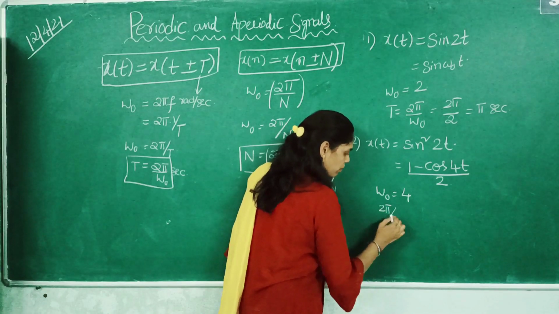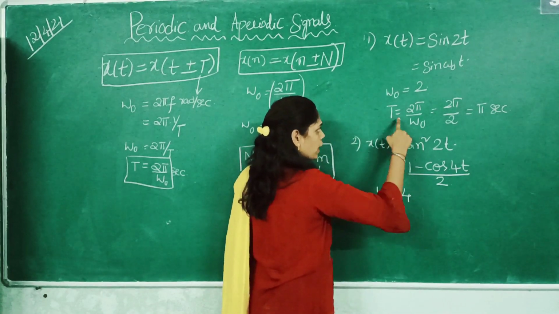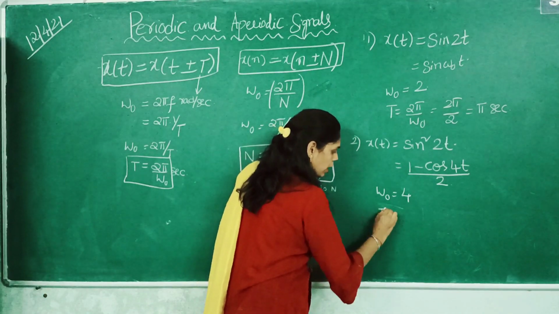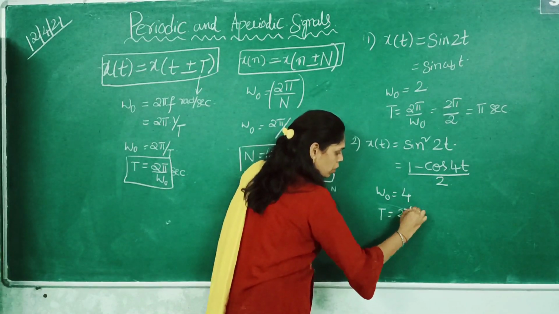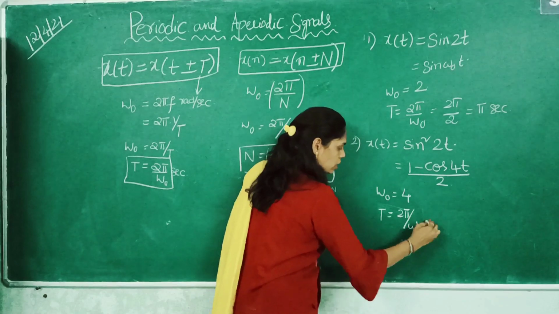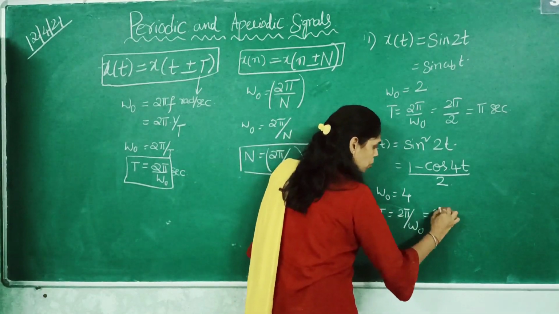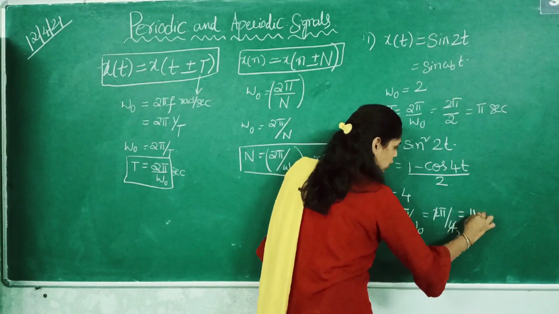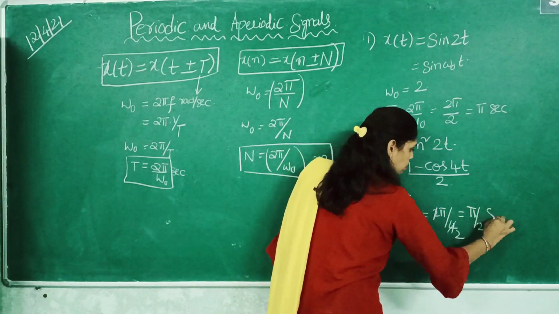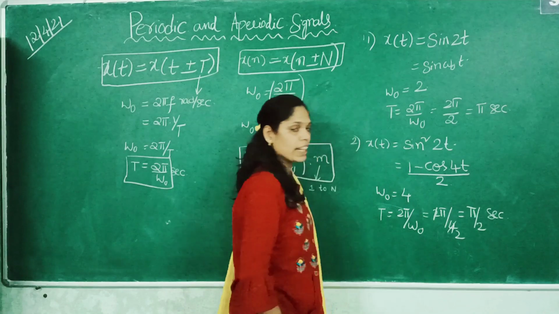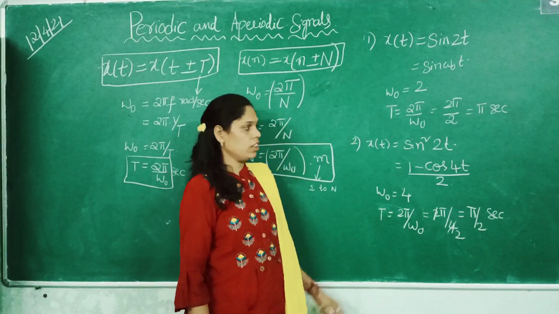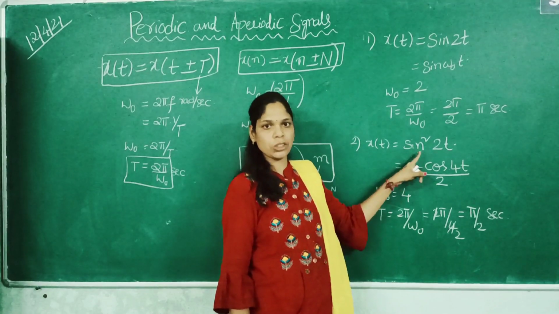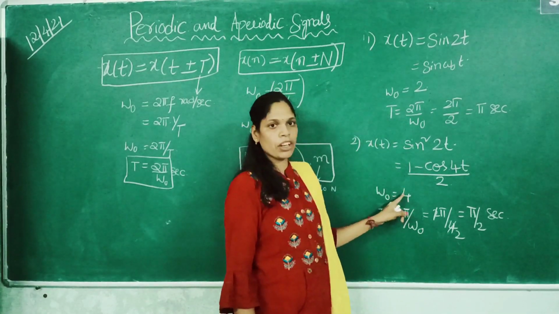What is the formula we are using? T equal to 2 pi by omega naught. So what is the time period you will get? T equal to 2 pi by omega naught, which is equal to 2 pi by 4, which is pi by 2 seconds. So the given signal is periodic with the time period T equal to pi by 2 seconds here. So what is the first signal? sin 2t. What is the second signal? sin square 2t. Both the two signals are periodic in nature.